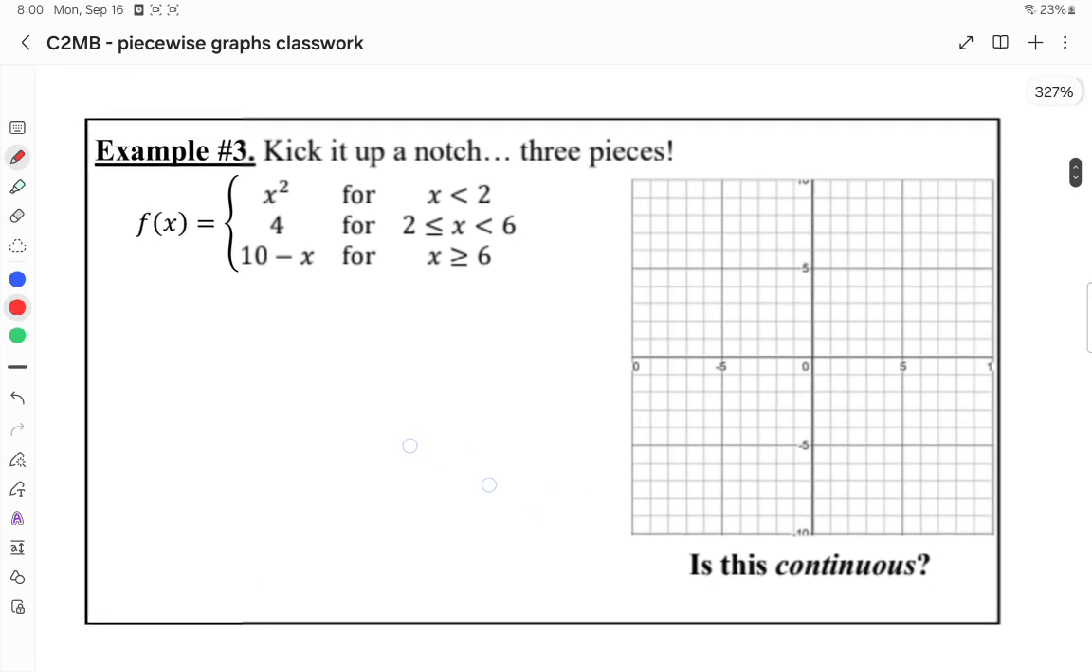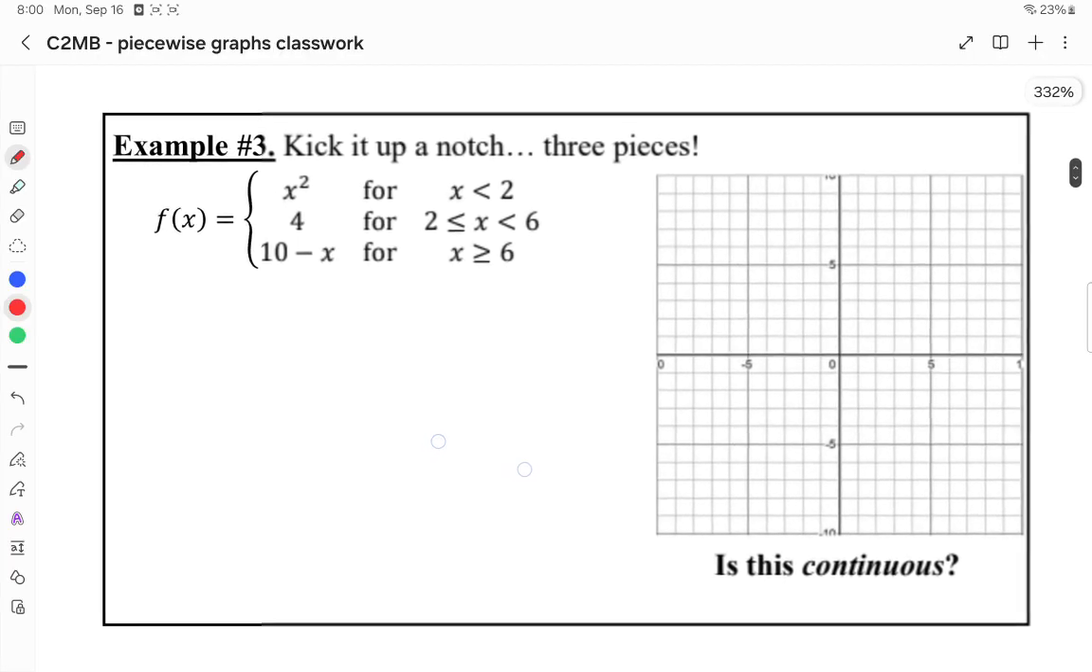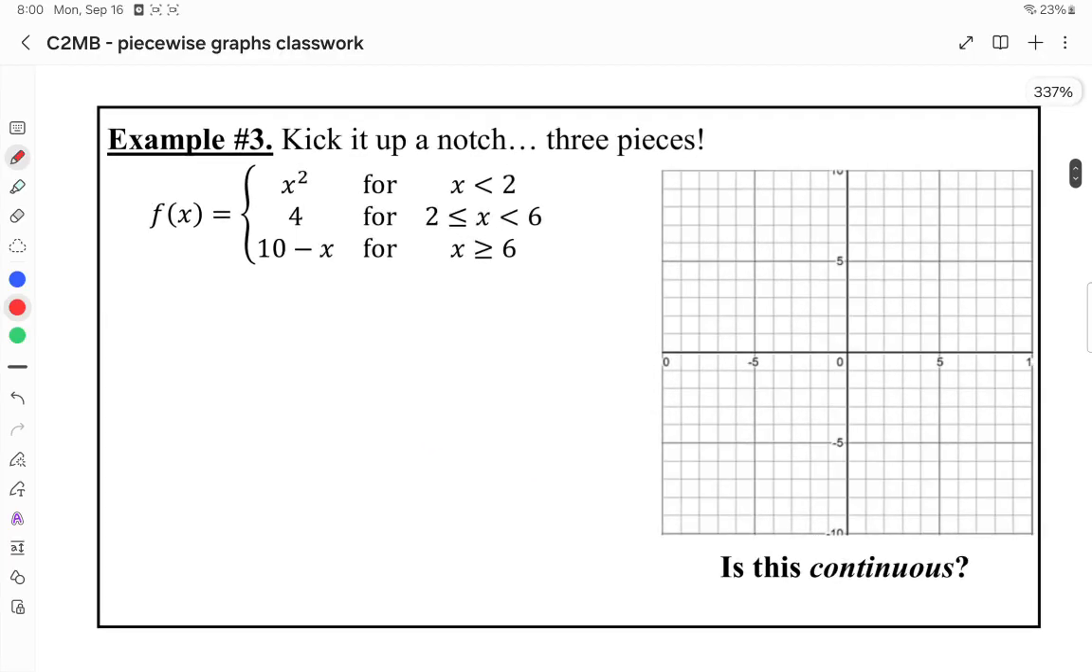If you want to give it a try yourself, first just stick with me to set up the tables because this time there's three pieces here. So there's going to be 3 tables. First table is going to be x squared. It's x squared when x is less than 2, must include 2. Don't forget that. Common thing to forget. Don't forget to include 2.